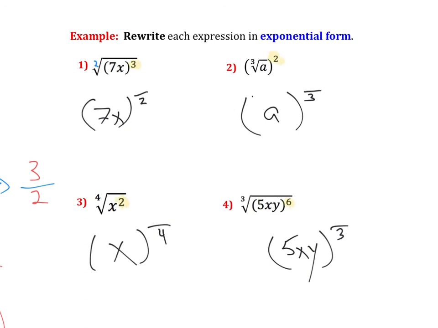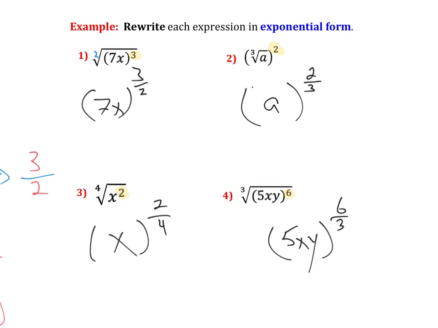Now remember, we talked about earlier, this exponent might be off to the side of the radical, might be tucked inside, it doesn't matter. Whatever that exponent the base is being raised to, that radicand is being raised to, will become the numerator. So here we have a 3, this would be a 2, 2, and a 6.